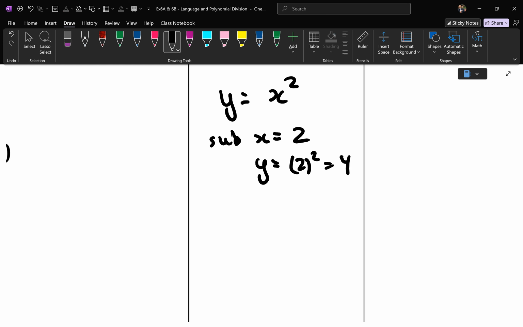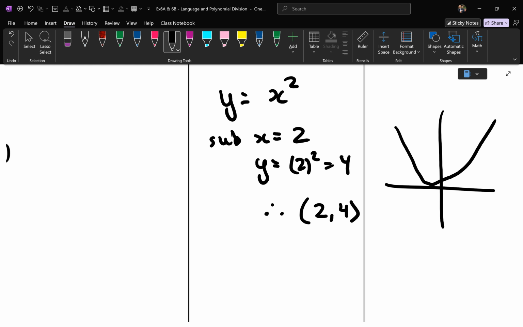Equals 4. But then if I ask you what's the coordinates, well, you literally just said when x is 2, y is 4. Which makes sense, because if you drew the graph of y equals x squared, when x is 2, y is 4. So that's 2, 4 there. So this is what you've been doing since year 9. Year 9, year 10, year 11, chapter 3, that's what you were doing. Chapter 5 then says to you, well, instead of writing all that, that's a lot of language that you're using. So we're trying to simplify it.